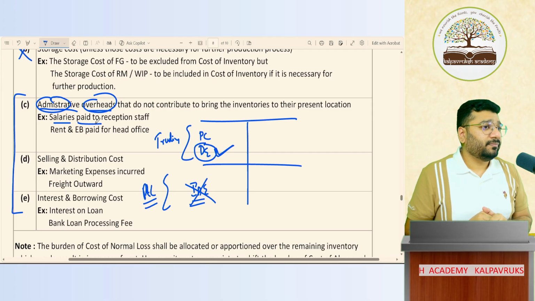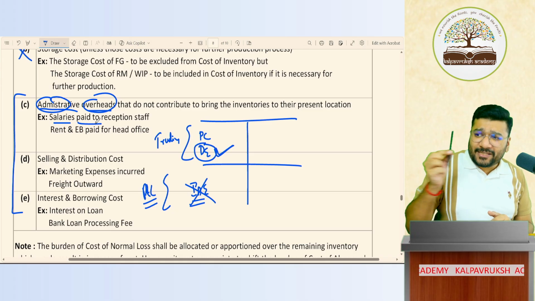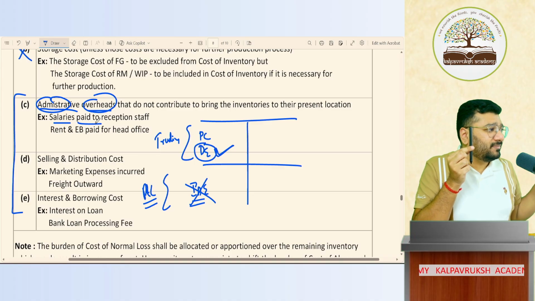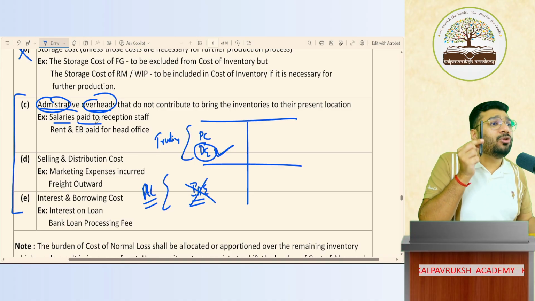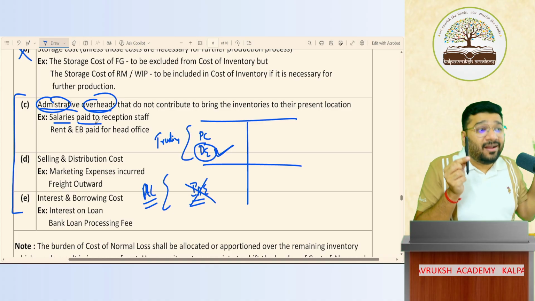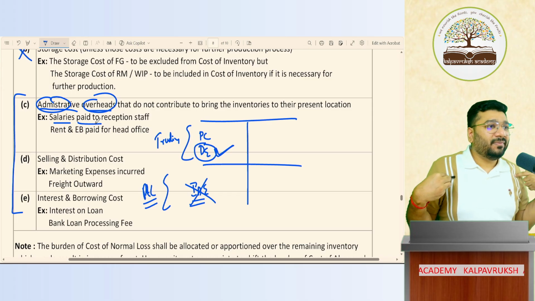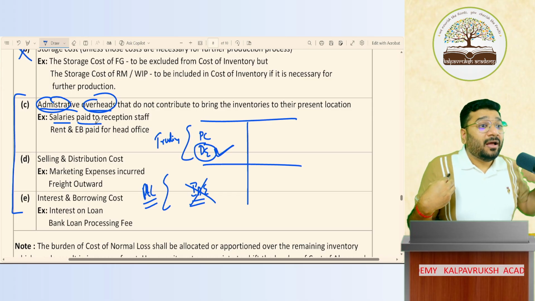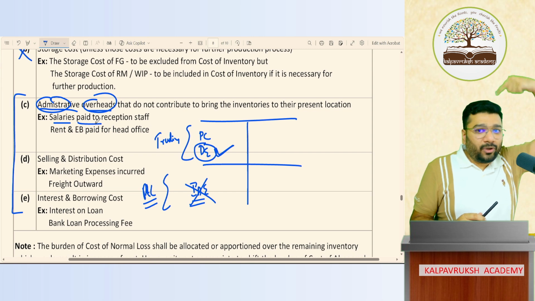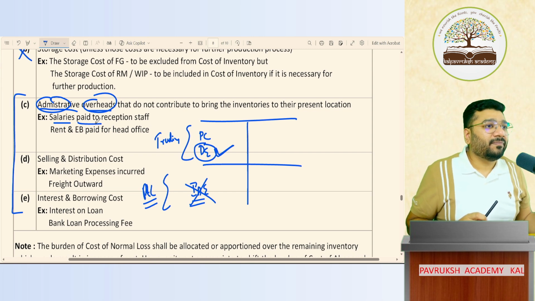No. To manufacture this pen, do I need that office? To manufacture this pen and do the business, do I need that office? No. I've incurred that extra expenditure for our business comfort, for our client comfort. It is a luxury that we want to provide. That cost you cannot put on the cost of the customer.